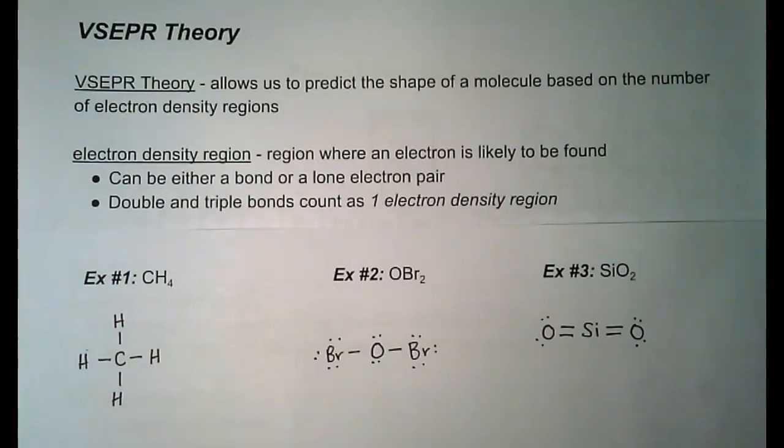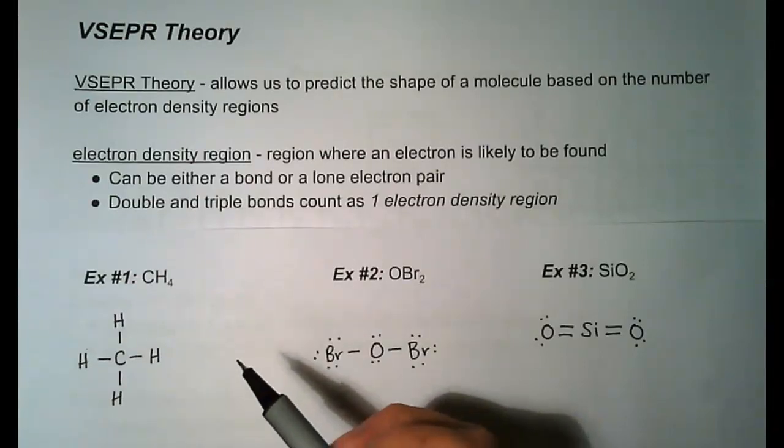The next thing we're going to talk about is how we know what shape a molecule is likely to take. And we use something called VSEPR theory. VSEPR standing for valence shell electron pair repulsion. And VSEPR theory allows us to predict the shape of a molecule based on the number of electron density regions. And electron density regions are just areas where an electron is likely to be found. So we consider an electron density region to be either a bond or a lone pair.